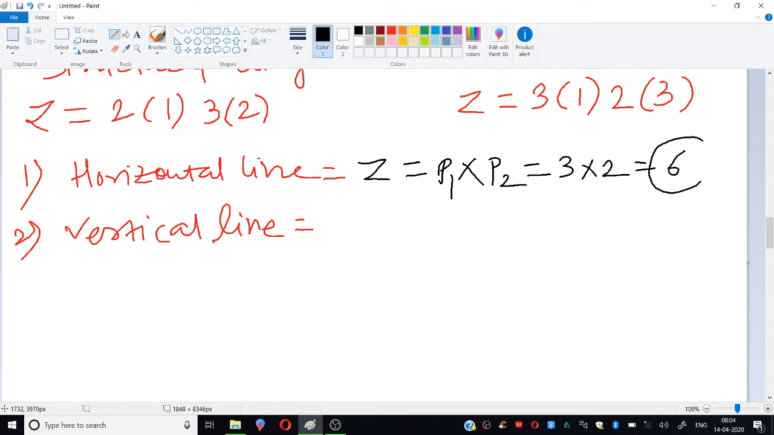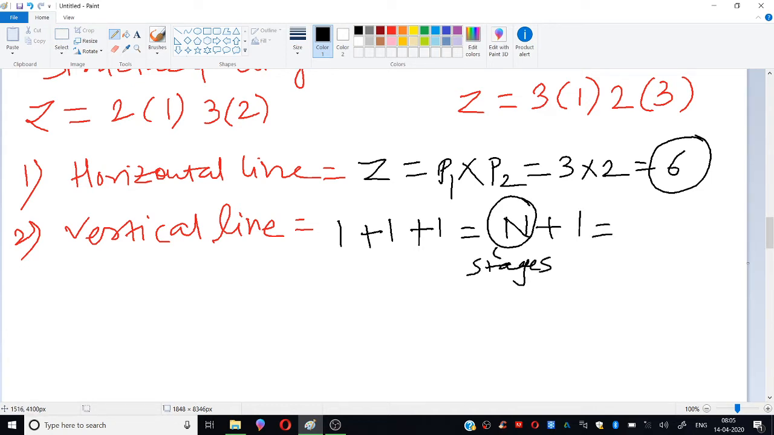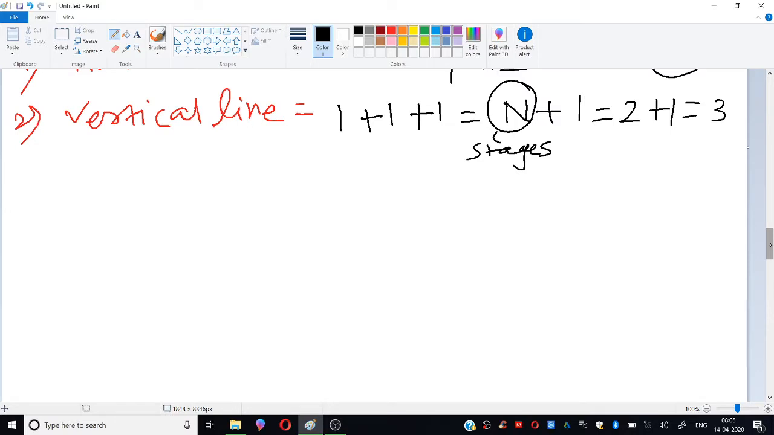So we have to draw 6 horizontal lines, and for vertical lines we know that it is a two-stage gearbox. So there will be one input shaft, one output shaft, and one intermediate shaft. While writing it as a formula, it should be n plus 1, where n stands for the number of stages. So total we have 2 stages plus 1, which is equal to 3. So while drawing, we have to draw 6 horizontal lines and 3 vertical lines. So let's move further.